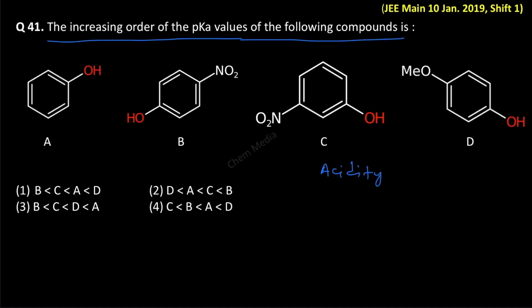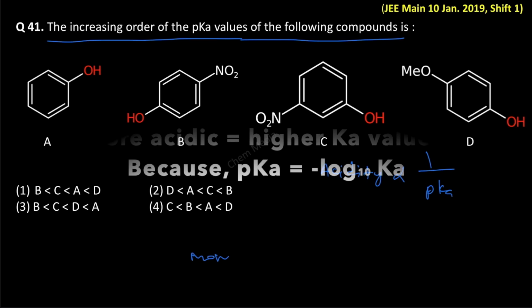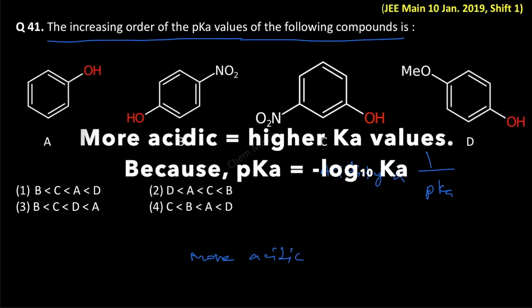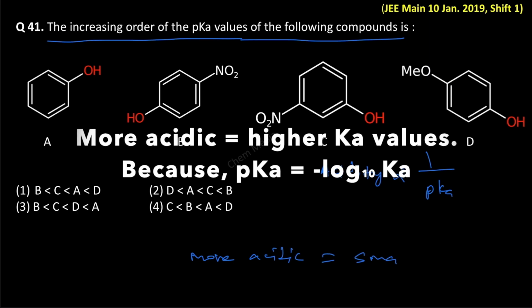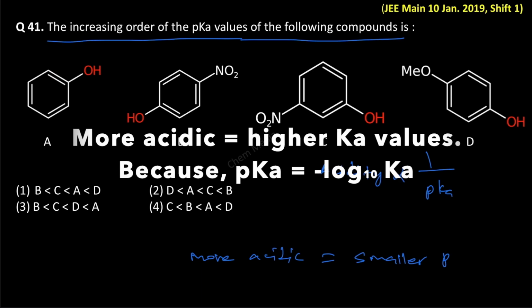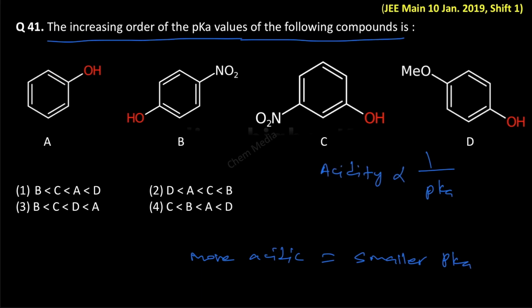We know that acidity is indirectly proportional to pKa values. So therefore, if the compound is more acidic, then it means that it will have smaller pKa values. More acidic means smaller pKa values. So among these four molecules, which one will be more acidic?